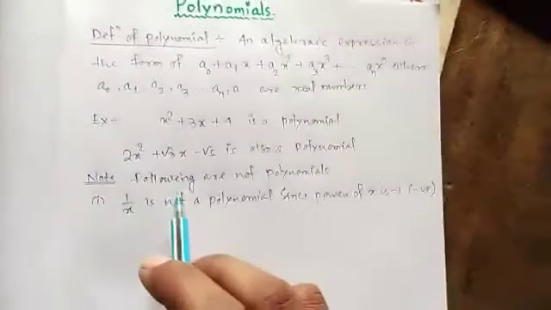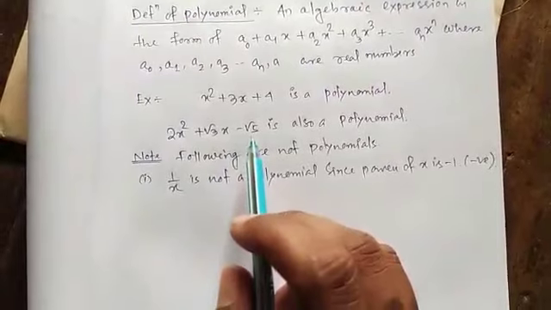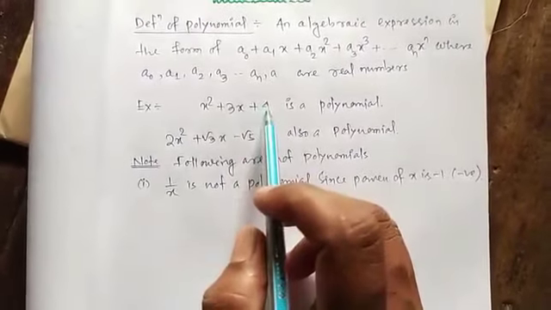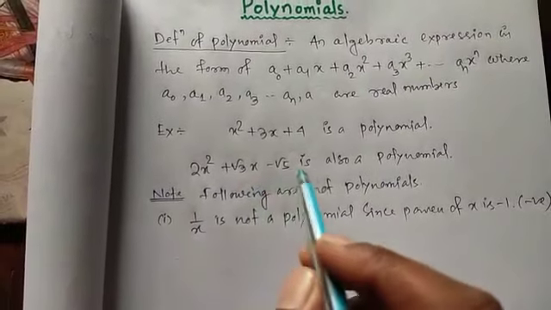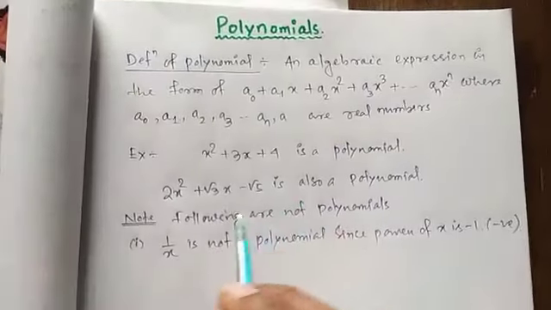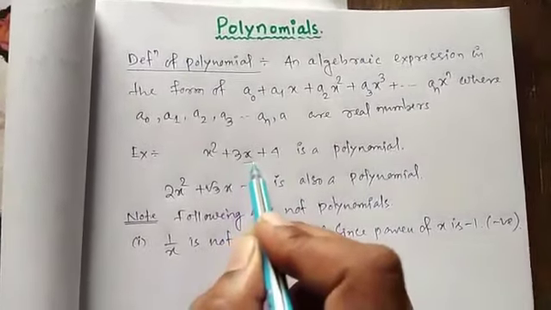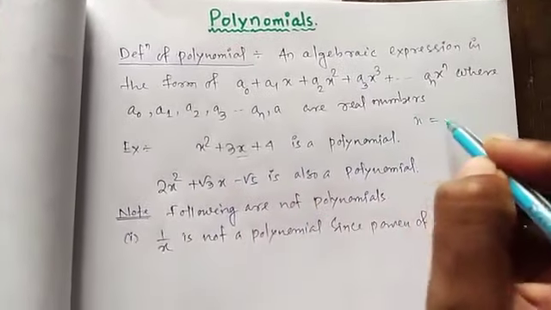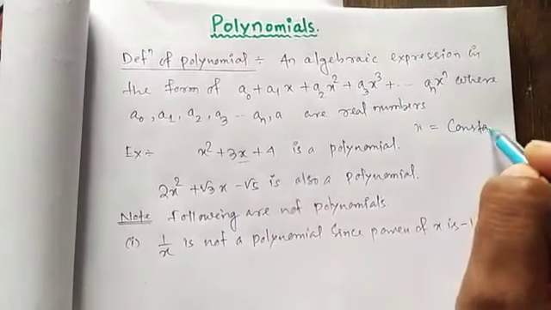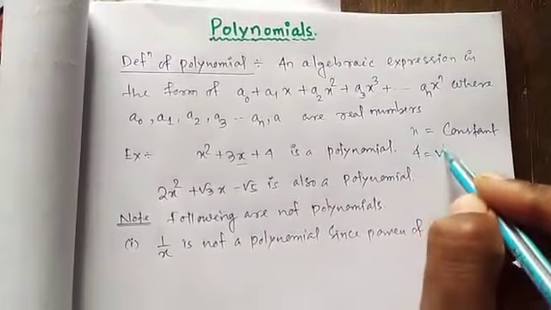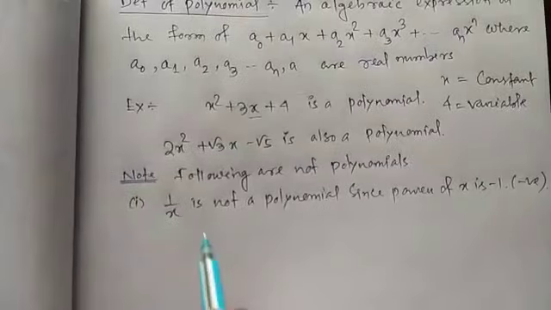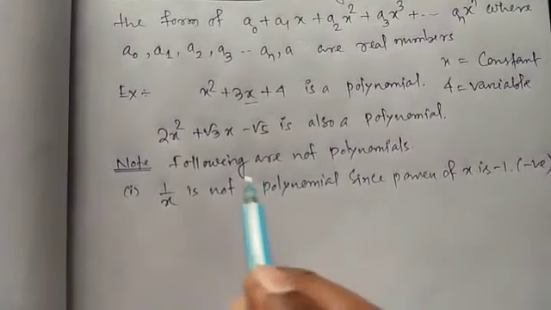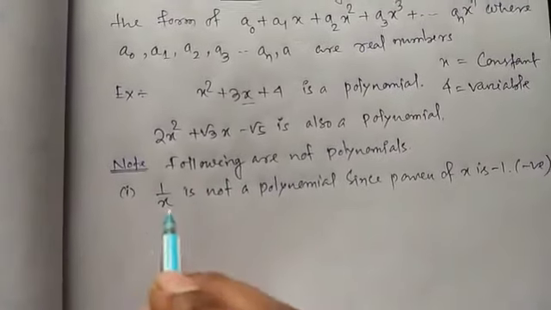So let's take an example. X square plus 3x plus 4 is a polynomial, or 2x square plus root 3x minus root 5 is also a polynomial. Here x is variable and 4 is constant. You know about constant and variable, but you should remember that the following expressions are not polynomial.